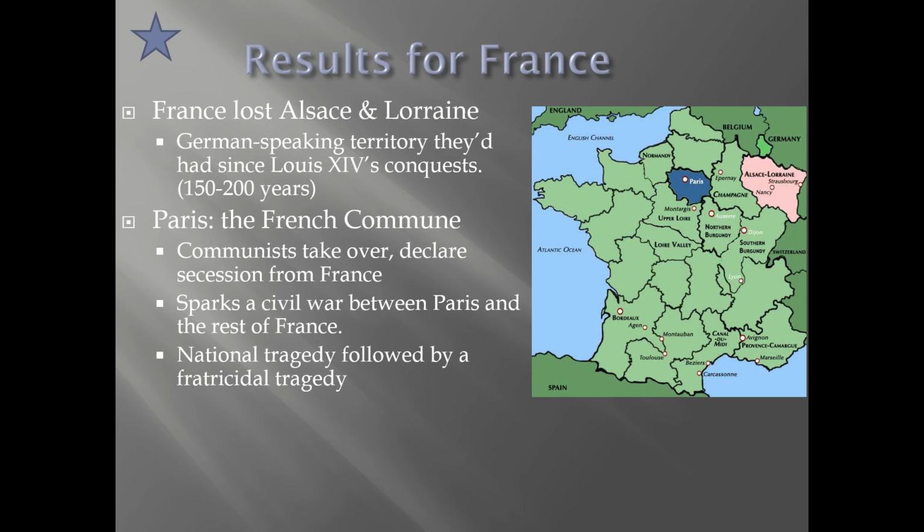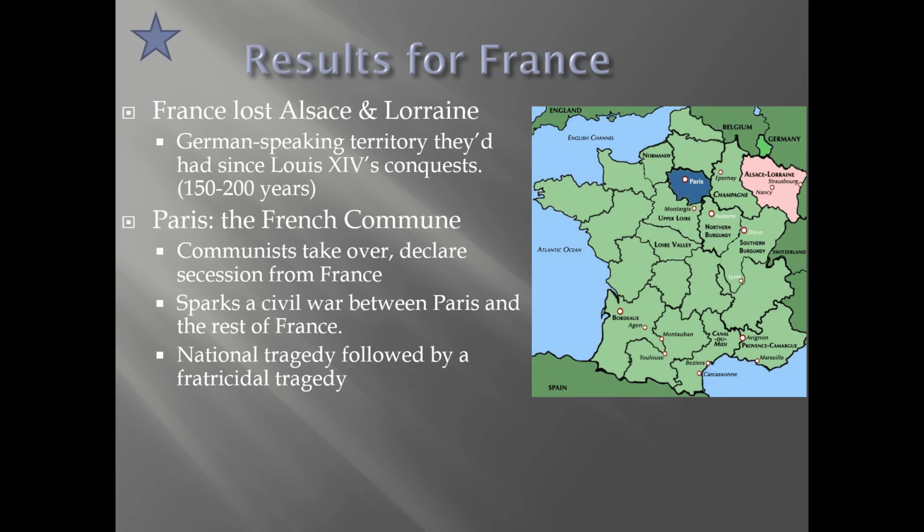And what happens is a bunch of French communists take over, and they declare that Paris will now be a communist utopia. They're going to get rid of capitalism, and they are going to be their own thing. And so they quit France. They secede from France. Obviously, the rest of France is not going to allow their capital to be taken, or to just leave the country. And so there's a civil war between Paris and the rest of France.